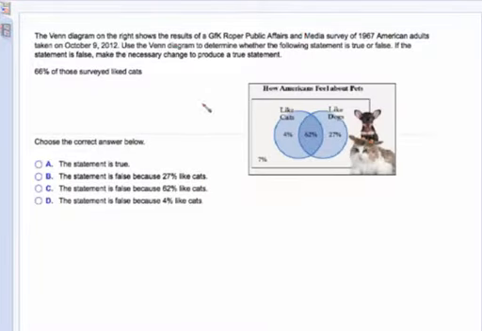So what we have here is a Venn diagram where people were asked if they were cat lovers or dog lovers. It says, based on this Venn diagram, that 66% of those surveyed liked cats. So look in your Venn diagram. This is the set that liked cats. 62 plus 4 is 66, so our statement is true.